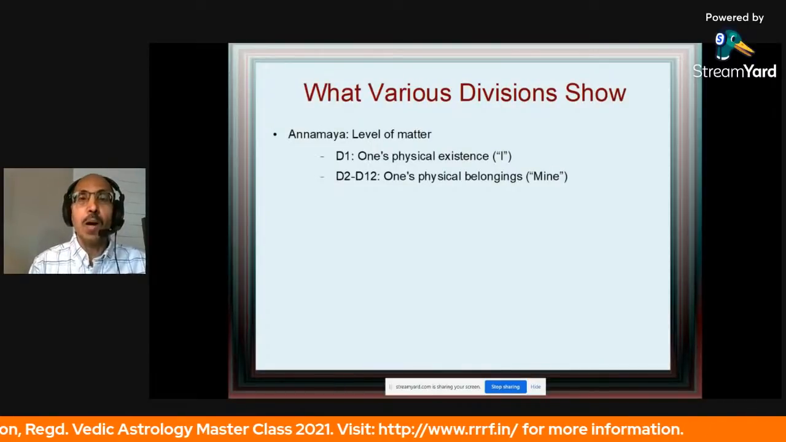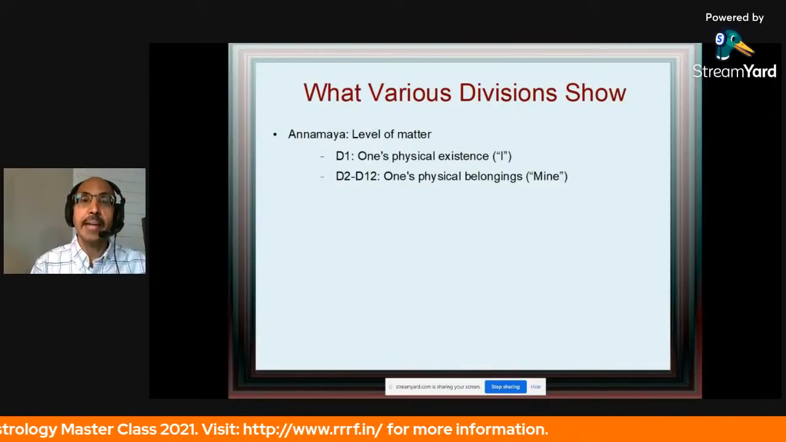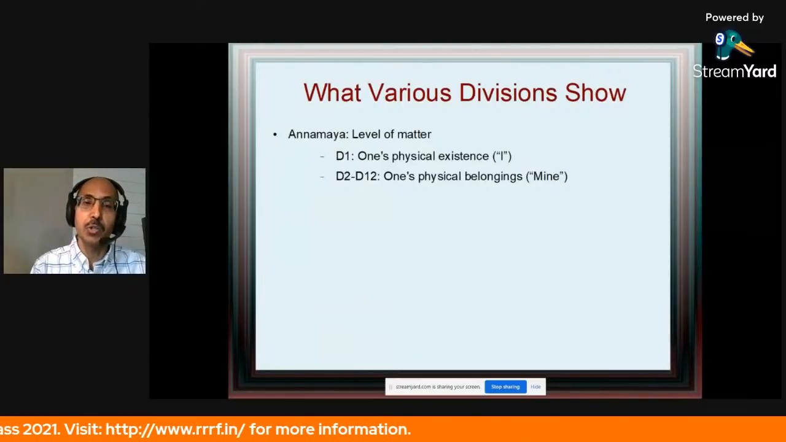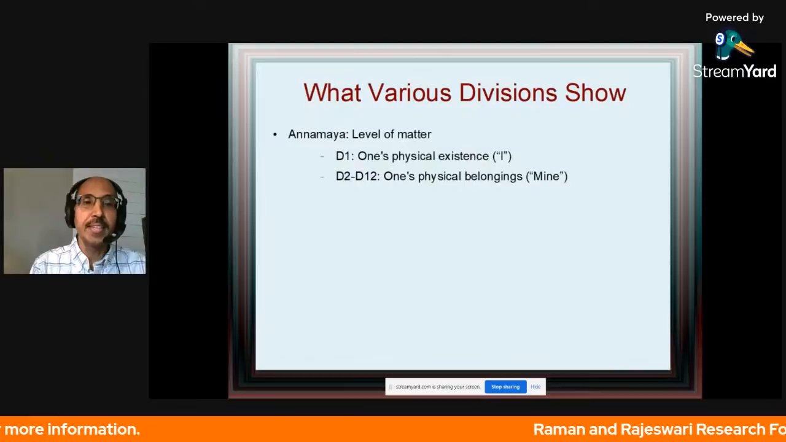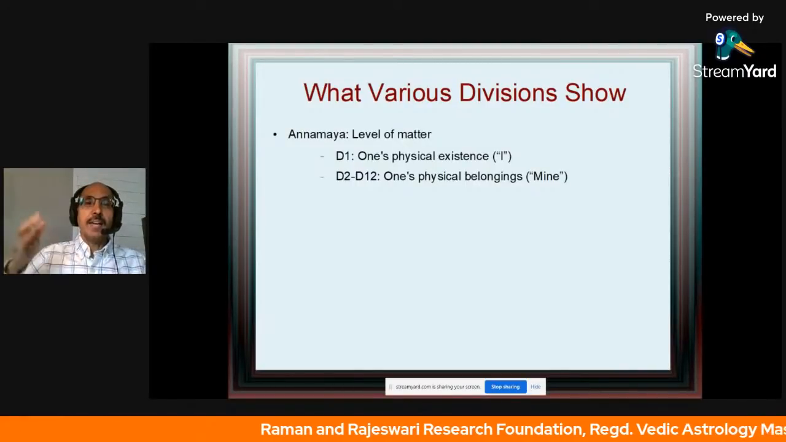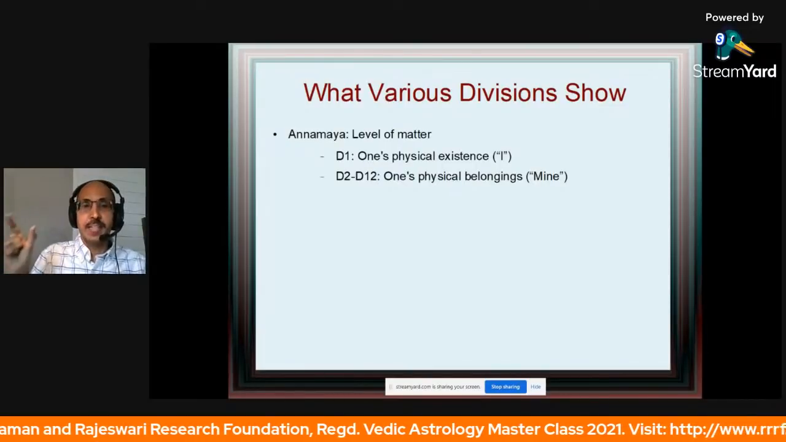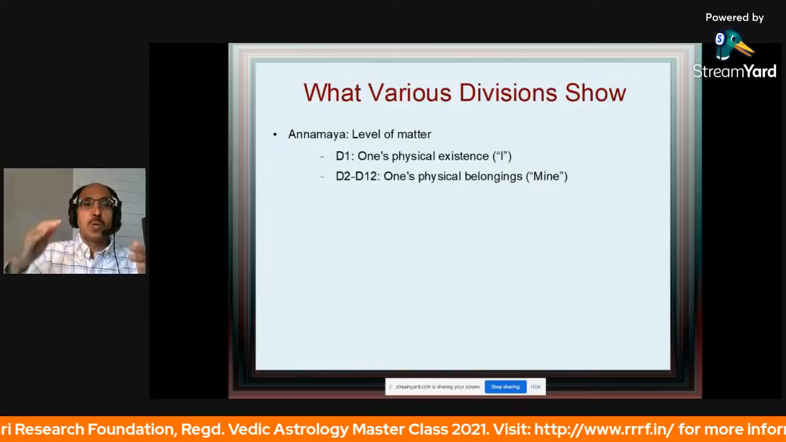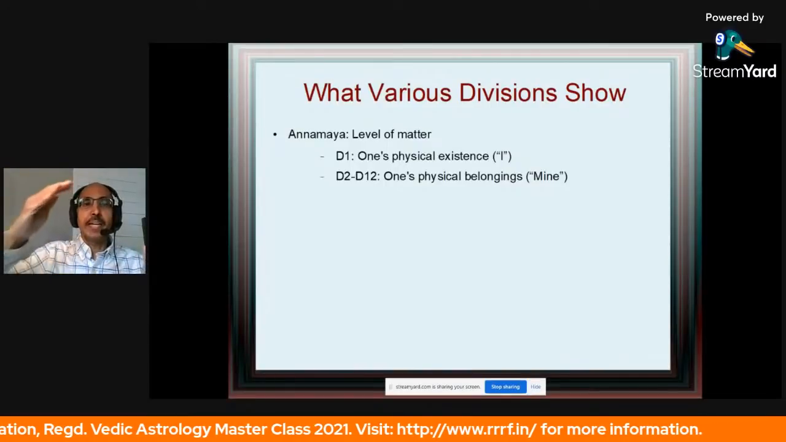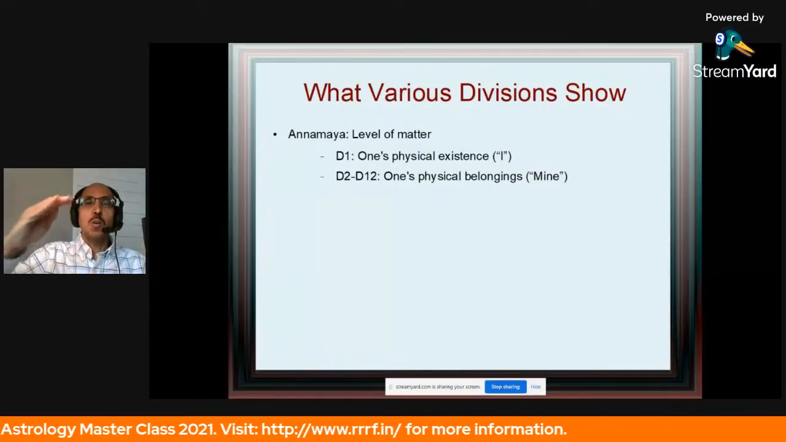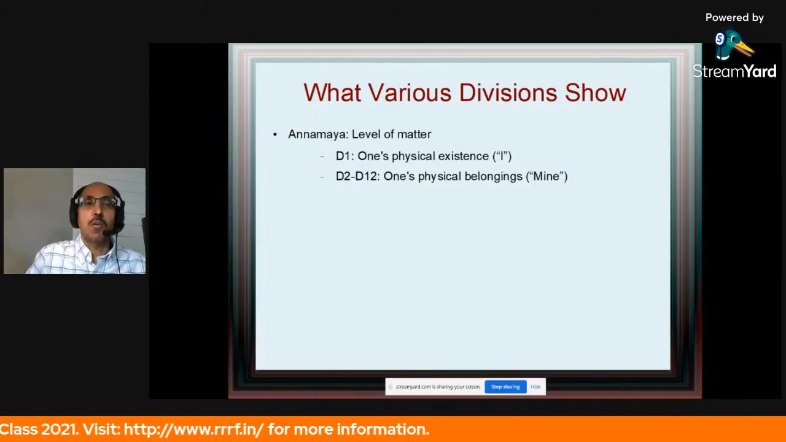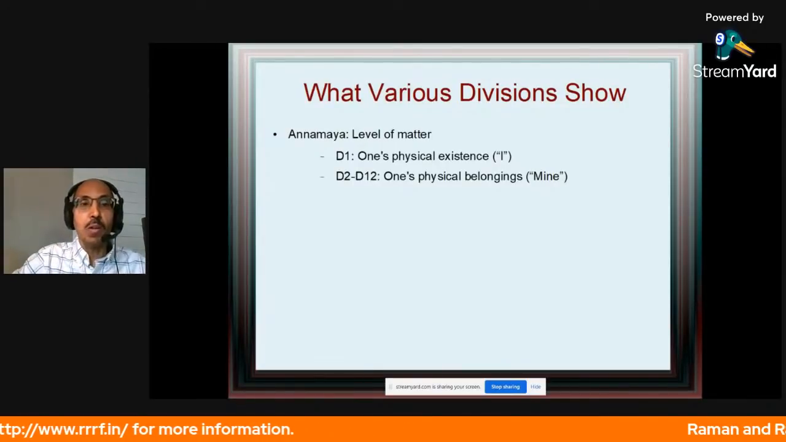Now let us talk about what various divisional charts actually show. I said that Rashi chart shows the material existence, and various other divisional charts show various things, various environments. So we can organize the maximum chart, the biggest chart Parashara talked about. The biggest number is D60. So we are going from 1 to 60. We can divide it into 1 to 12, 13 to 24, etc. 12 harmonics. So the first 12, they focus on the Annamaya Kosha.